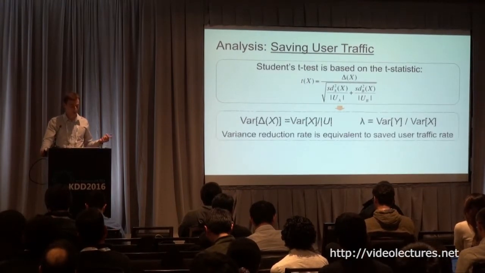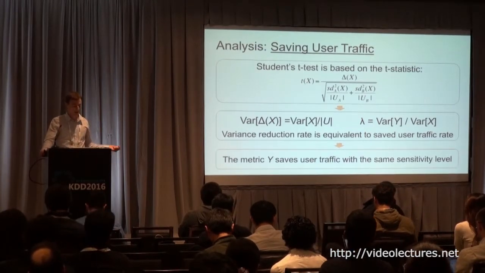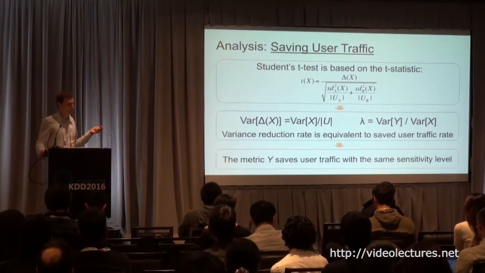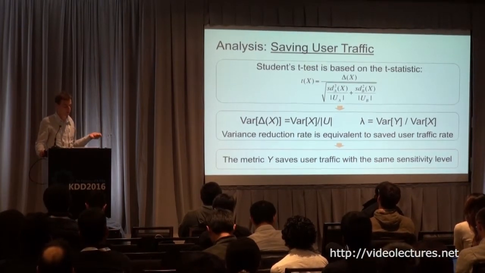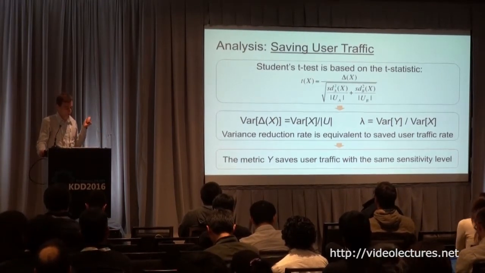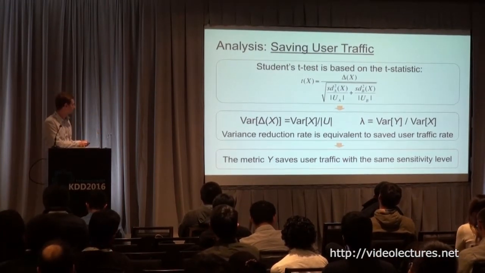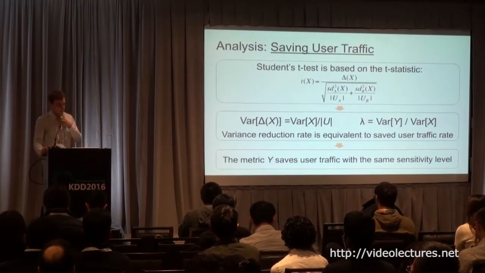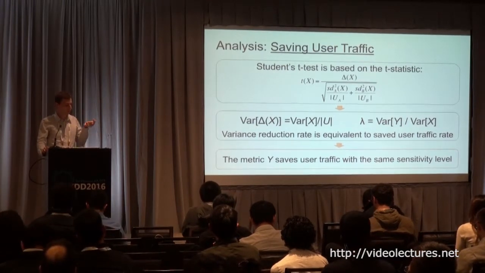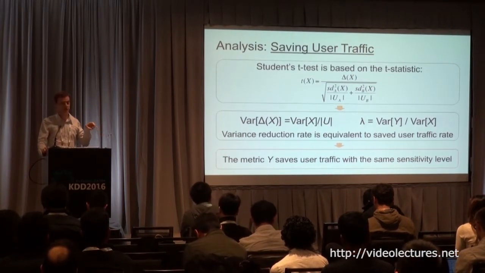I remind that Student's t-test is based on the t-statistic. And we can see that having some variance reduction rate lambda, a proportional reduction of the number of users participating in the A/B test results in the same variance of the delta, due to this equation. So it is equivalent to the same value of the t-statistic when we reduce the variance, but also reduce the number of users.